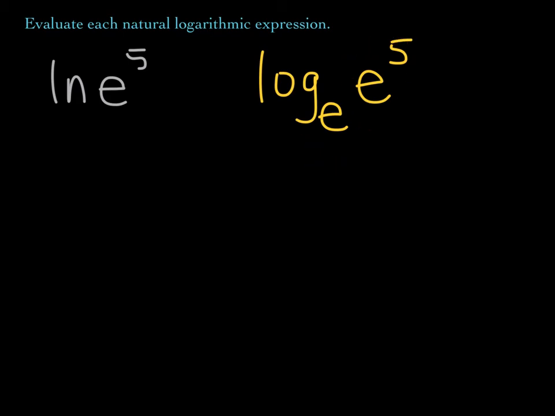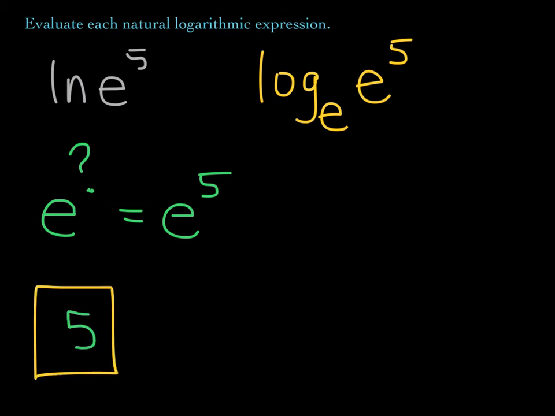In other words, to what power do you raise e in order to get e to the fifth? What would this exponent have to be in order for this left-hand side to be equivalent to the right? It should be clear to you that e would have to be raised to the power of 5 in order to be equal to e to the fifth power. So the natural log of e to the fifth is just 5.